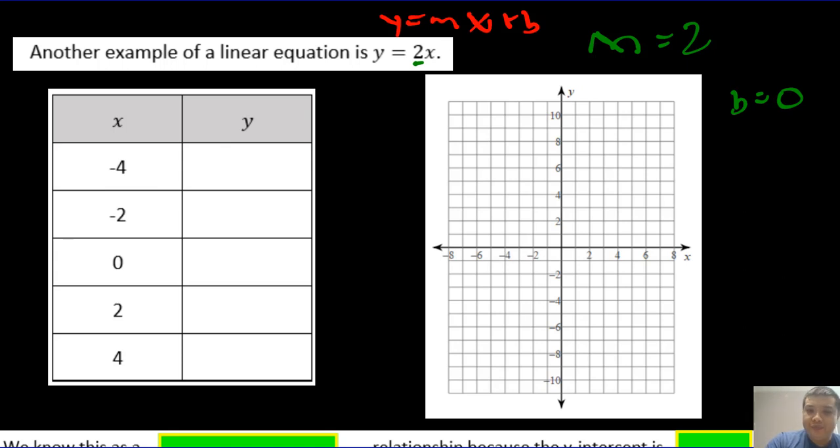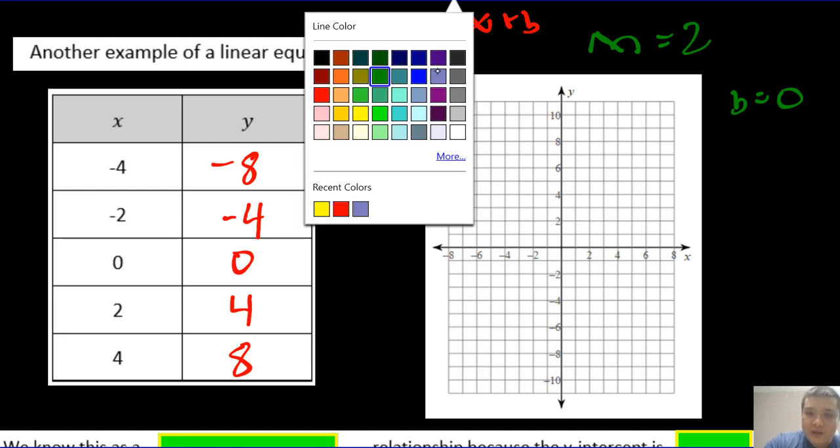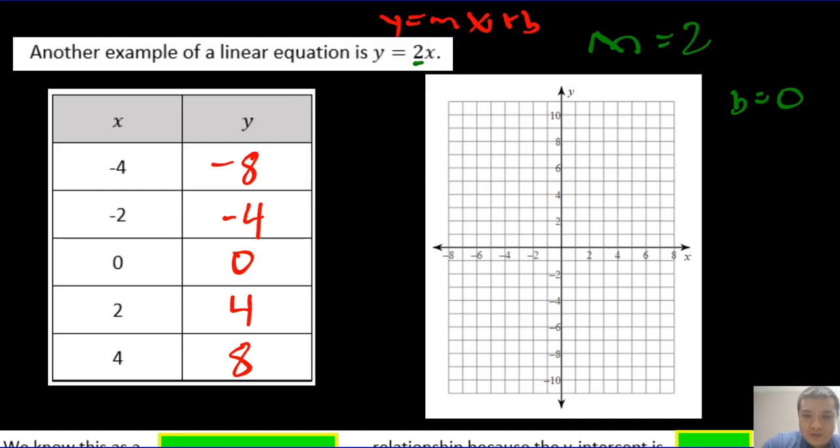So let's fill out this table again. Negative 4, 2 times negative 4 is negative 8, 2 times negative 2 is negative 4, 2 times 0 is 0, 2 times 2 is 4, 2 times 4 is 8. So we're going to plot these points again on here. So it'll be negative 4, negative 8, negative 2, negative 4, 0, 0, 2, 4, 4, 8. And again, we can see that this makes a straight line.